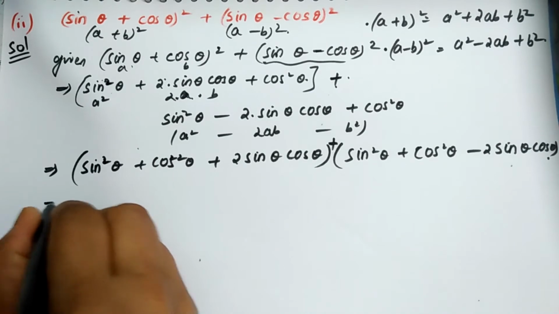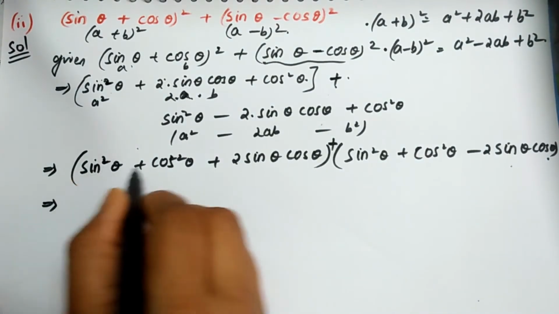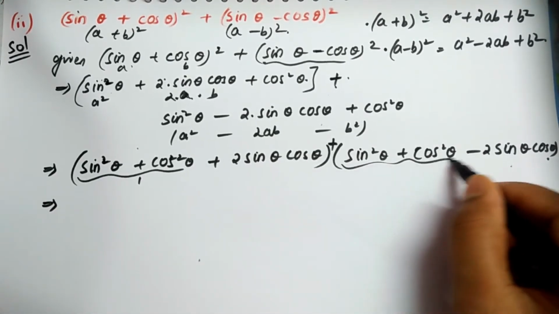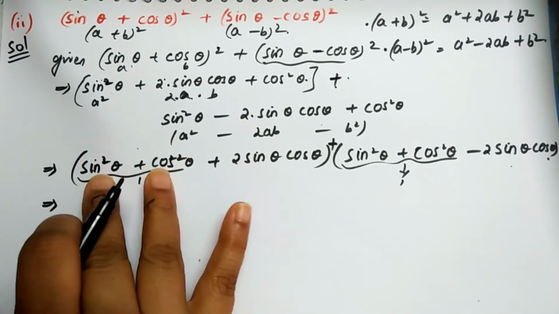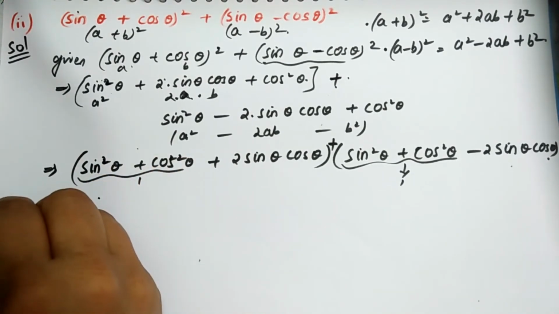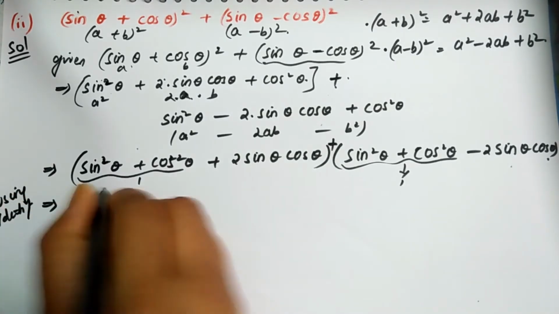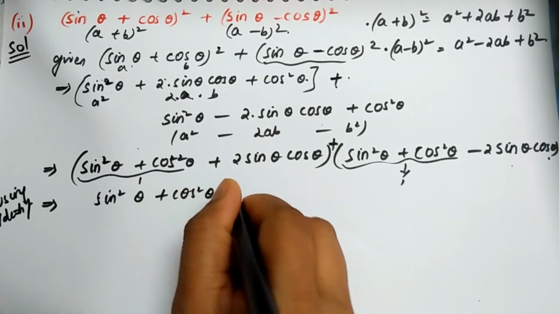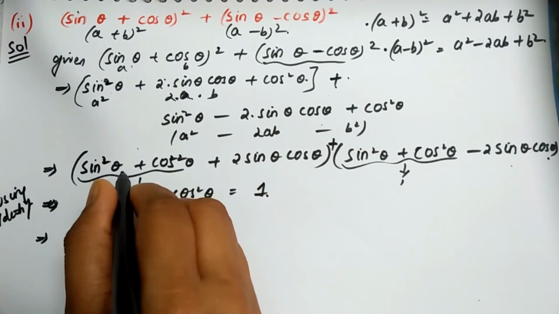Okay, now we know one thing, one of the very famous identities, is nothing but sine square theta plus cos square theta is 1. This thing is 1, right? Sine square theta plus cos square theta is 1. So we are replacing this value using the identity. Sine square theta plus cos square theta is equal to 1. Okay, now we are replacing. That's it we have to do in the problem.